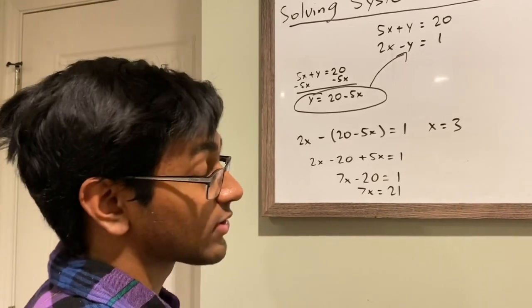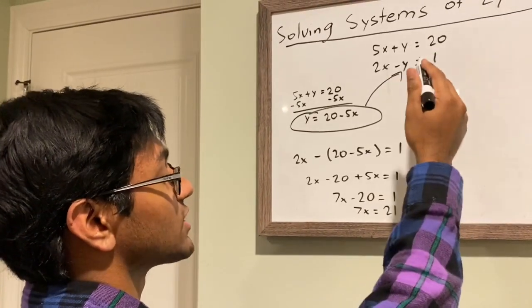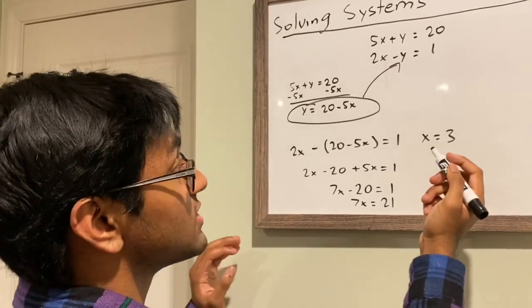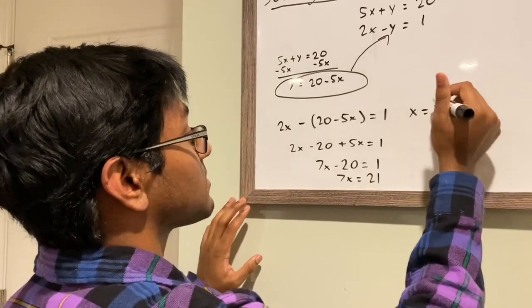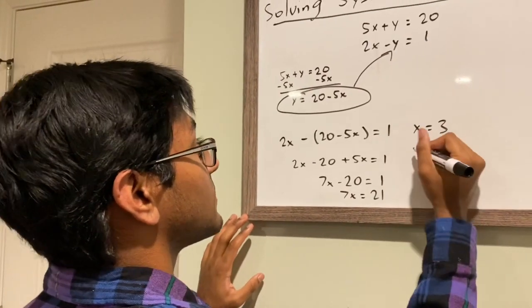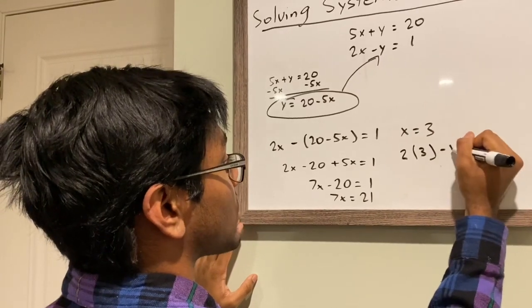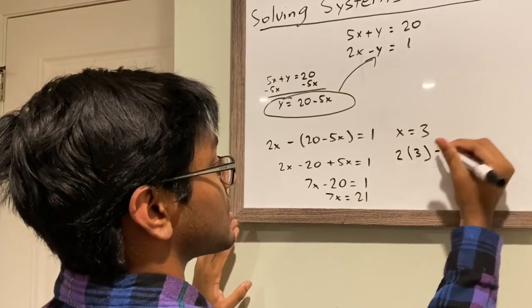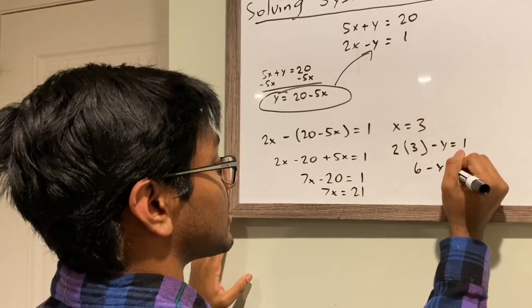In order to solve for y, we take what we found for x and plug it into one of the equations. Which equation we use doesn't really matter because we'll get the same value for y for both. So let's plug 3 into the second equation. So 2 times 3 minus y equals 1. So we simplify and we'll get 6 minus y equals 1.